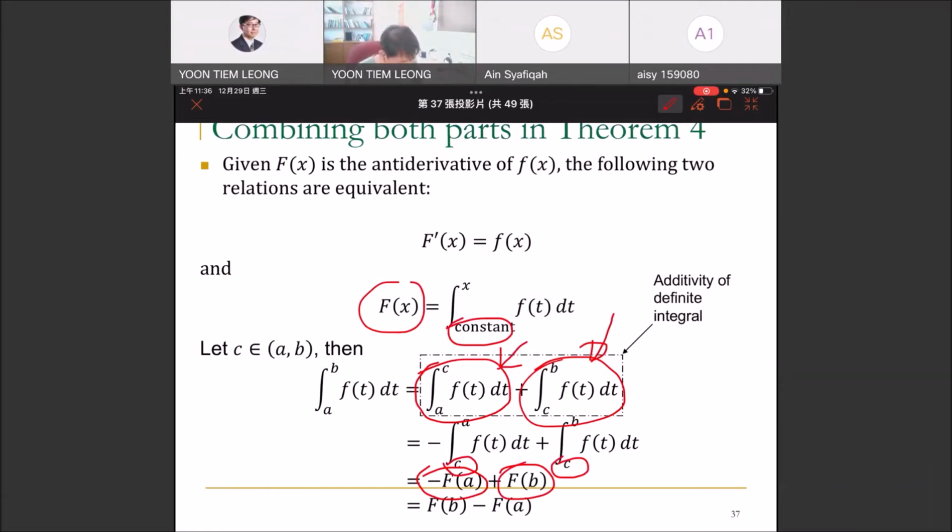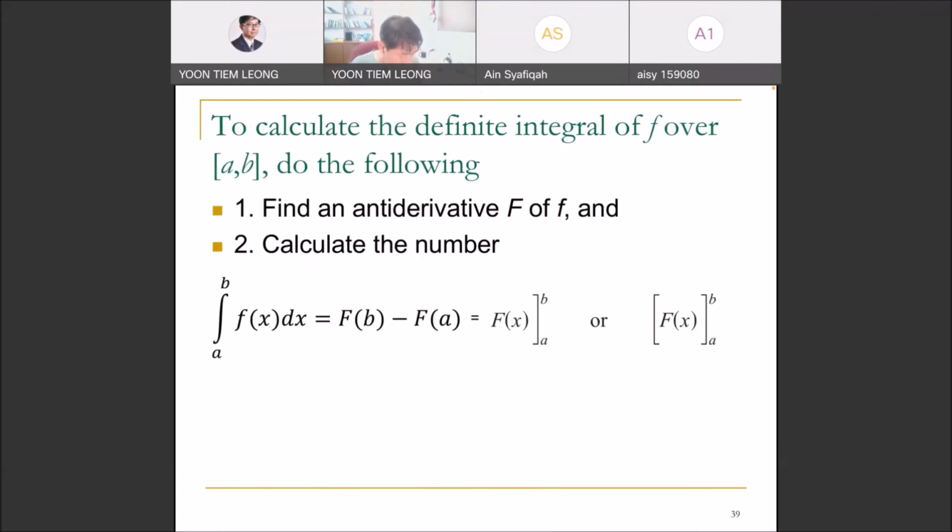So that will prove that the integration of the integrand small f from a to b is just equal to the antiderivative capital F evaluated at b minus the antiderivative function capital F evaluated at a. So that is the proof of the fundamental theorem of calculus. So then it's quite easy now.